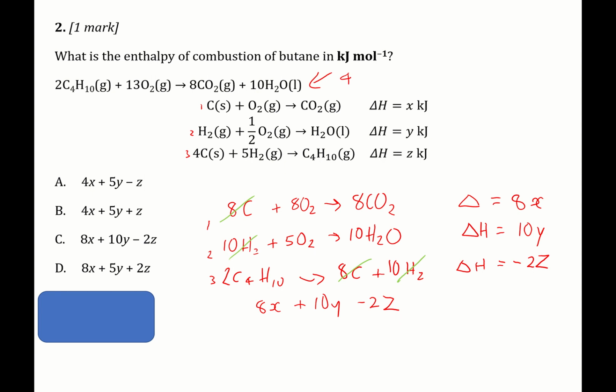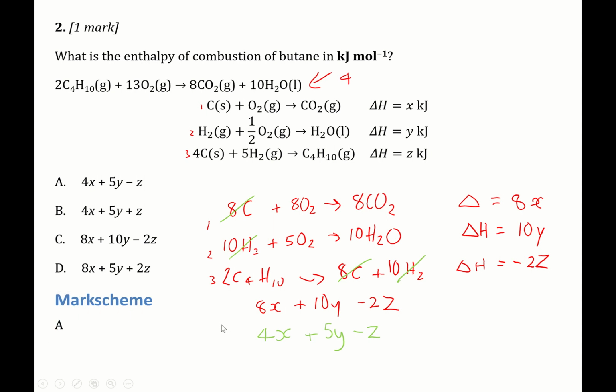You might be mistaken in thinking, okay, that's C, but we can simplify this equation. There's a common multiple. So if we divide everything by 2, because that will be the lowest number, right? So it would be 4x plus 5y minus z, which is option A. Let's just check that. There you go.